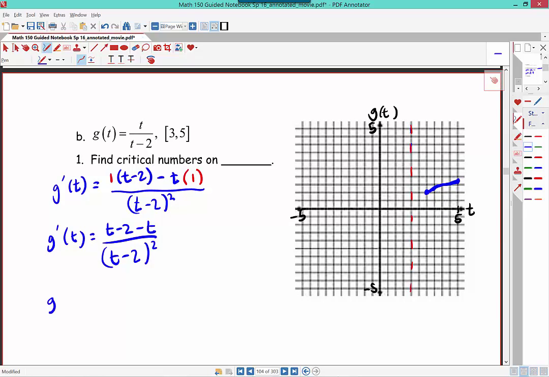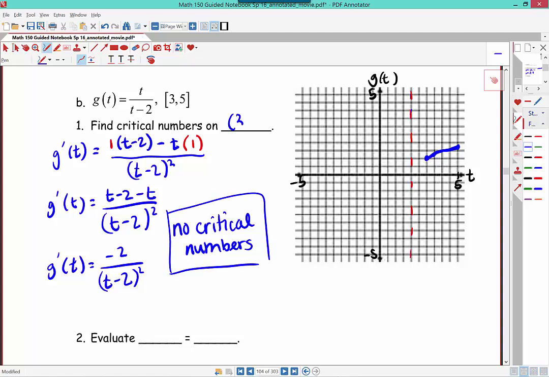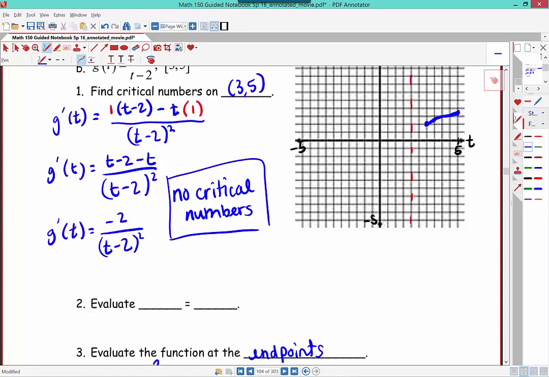So look what happens. The t is 0 out. So we get g prime at t is negative 2 over (t minus 2) quantity squared. So is negative 2 ever 0? No, right? So this has no critical numbers. So that takes one of the steps away, right? Because we were looking for critical numbers on that open interval, 3 to 5, but there weren't any. So that means we don't need this one, right? So this guy is not applicable.